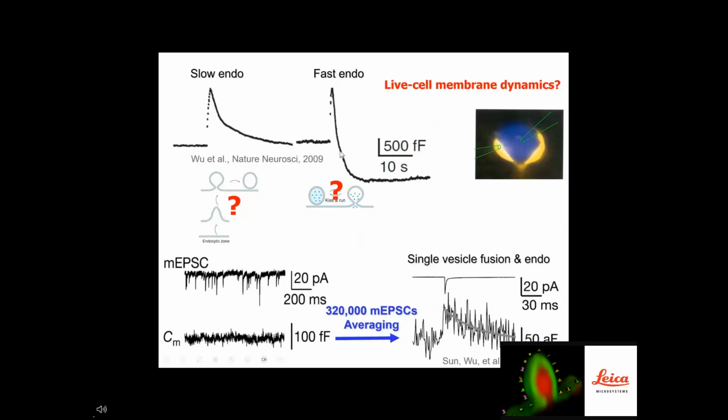Now, this is a wholesale recording, so this jump here reflects tens of thousands of vesicle fusions and endocytosis, an ensemble average from the whole nerve terminals. Here we try to record the single vesicle fusion and endocytosis by recording the minis and simultaneously the capacitance increase here. We could not see any capacitance increase because the single vesicle fusion will cause a very tiny capacitance increase.